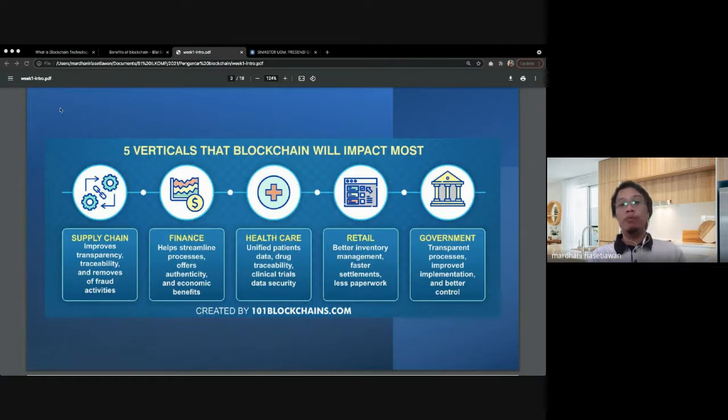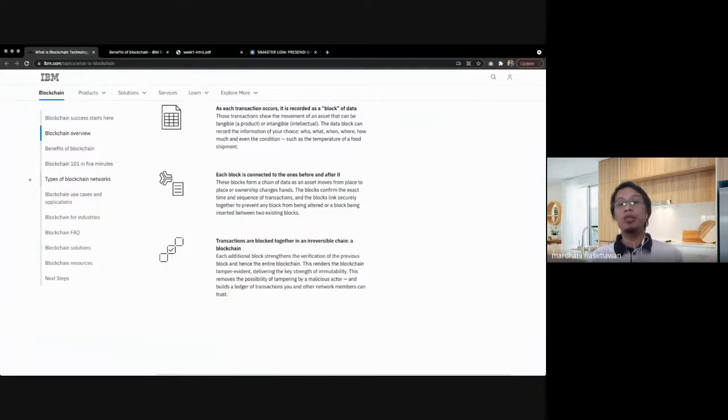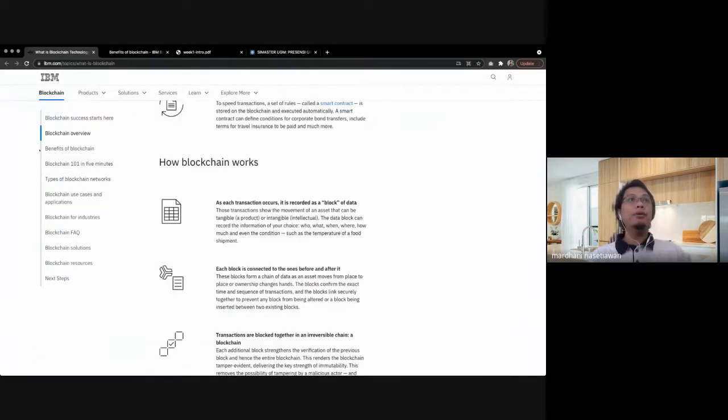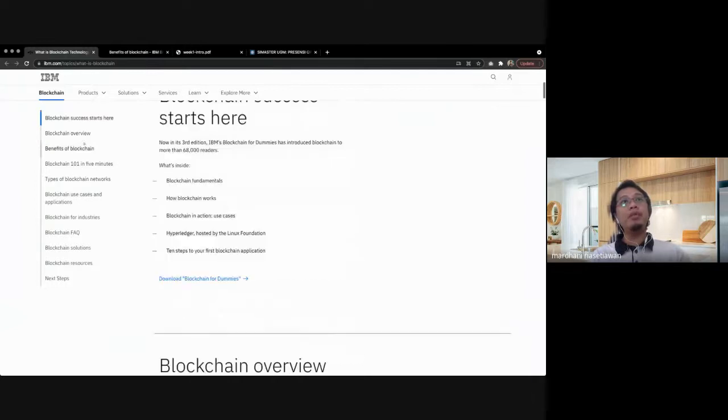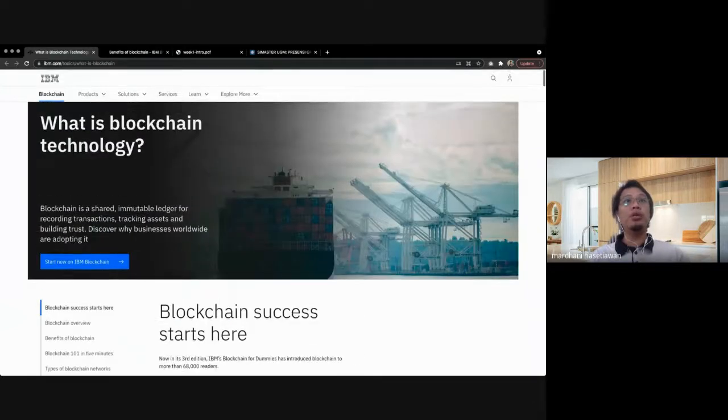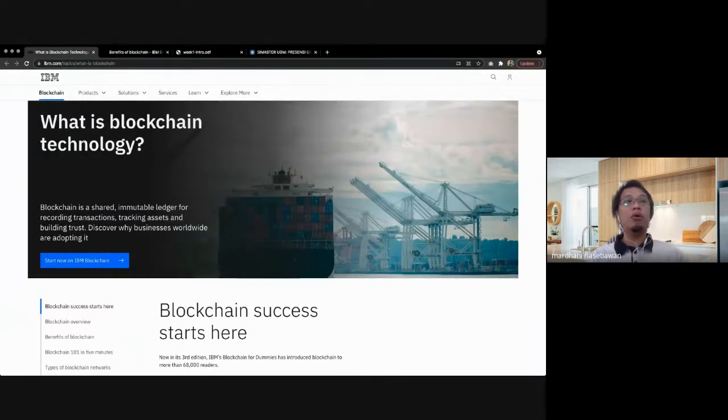So actually, when we want to learn about the blockchain, there are many sources on the internet that you can discover and observe. I will share from my perspective. I learned a lot about blockchain from this site, the IBM blockchain. So you can also start your journey of discussing the blockchain using these sources here. Why do I use this one?